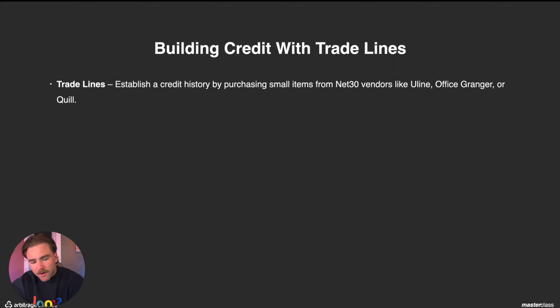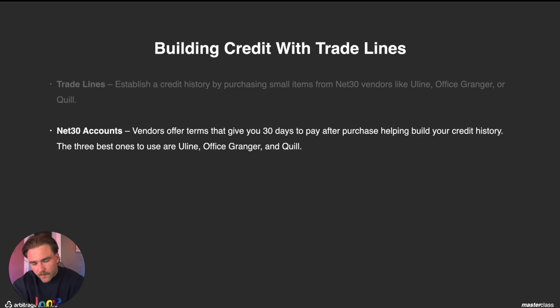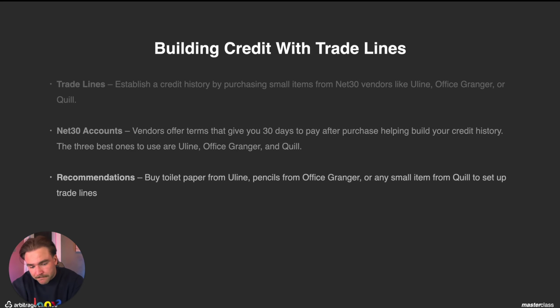What trade lines actually are is things like a net 30. They're called net 30 vendors. So essentially what that means is you have 30 days to pay it back, and it's just like a very small credit line. So vendors offer terms that give you 30 days to pay after purchase, helping build your credit history. The three best ones to use are Uline, Grainger, and Quill. This is again personal preference. You can buy toilet paper, pencils, any small item to set up trade lines, and the only point of it is just so it actually pings your credit score.